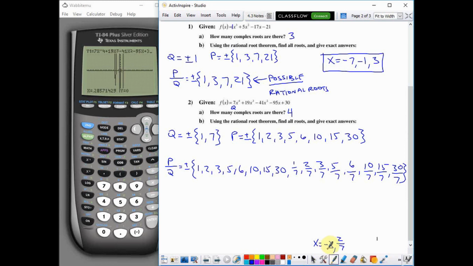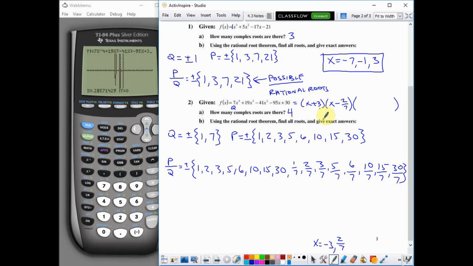I've got 2 roots at -3 and 2/7. That means if I was to factor this, I would get x plus 3 as a factor, and x minus 2/7 as a factor, and something else. And I don't know what yet. But I can use synthetic division in order to find out what the other factors are. So here's what I can do.